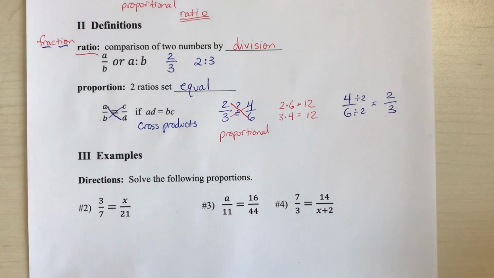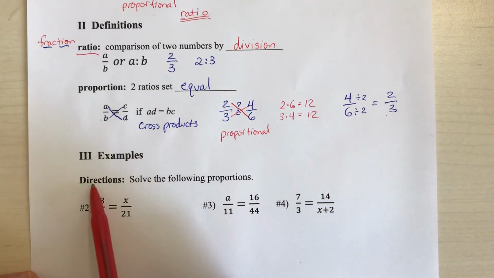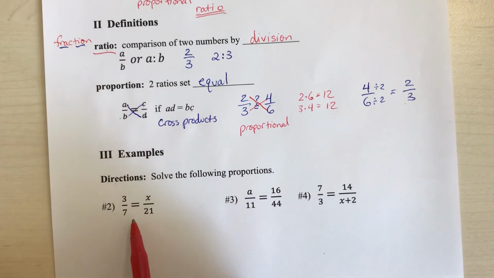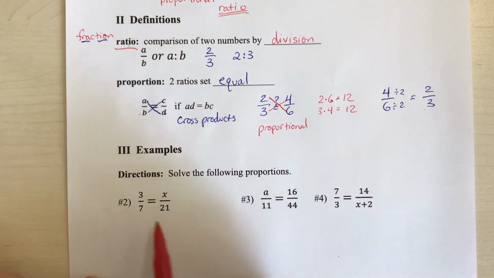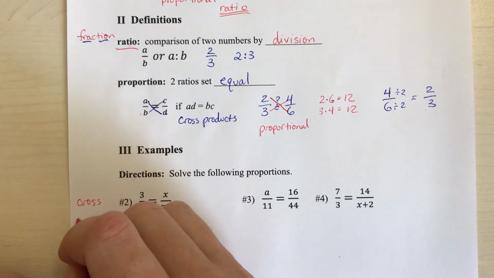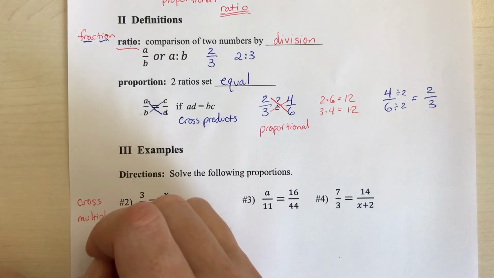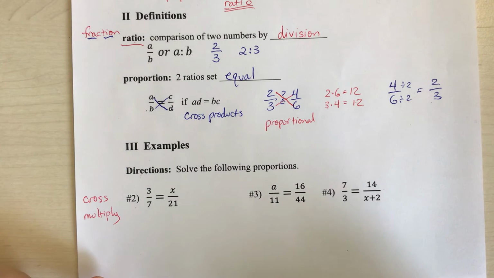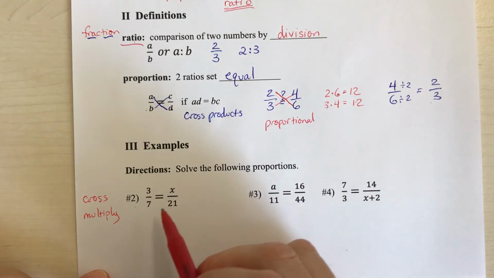All right, so let's look at some examples here. Directions: solve the following proportions. Okay, so the second example here, we have 3 over 7 equals something over 21. Now the process we typically use is called cross multiplying. When we solve a proportion, what we do is we take the cross products.